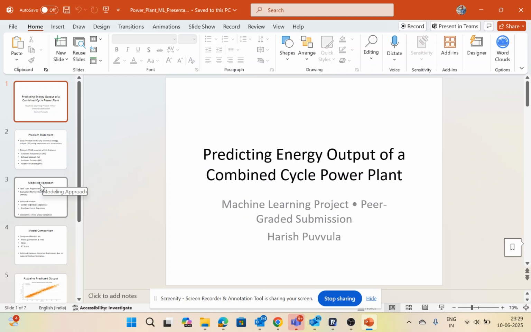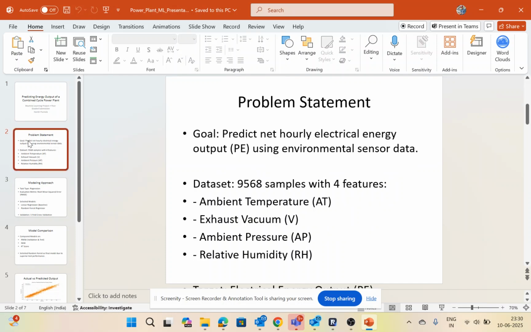The goal of this project is to build a predictive model that estimates the electrical energy output of the combined cycle power plant based on the environmental conditions. The model is built using Python and follows the standard ML modeling process. So we move on to the next slide, which is the problem statement. To begin, let's understand the problem and the dataset.